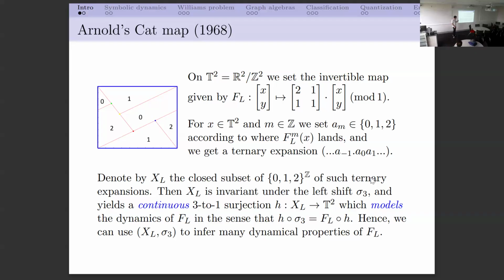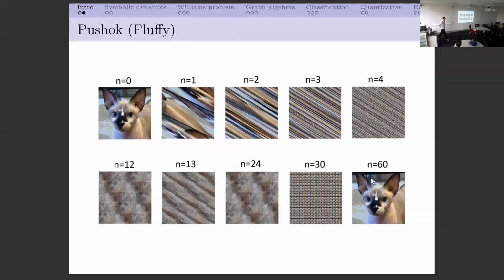Okay? And that means that any dynamical property that I can infer on the shift on these ternary expansions, I can then push down to have the same dynamical property on the original dynamics. Okay, this is the beauty of using symbolic dynamics, to deduce dynamical properties on continuous dynamics or dynamics on connected sets.